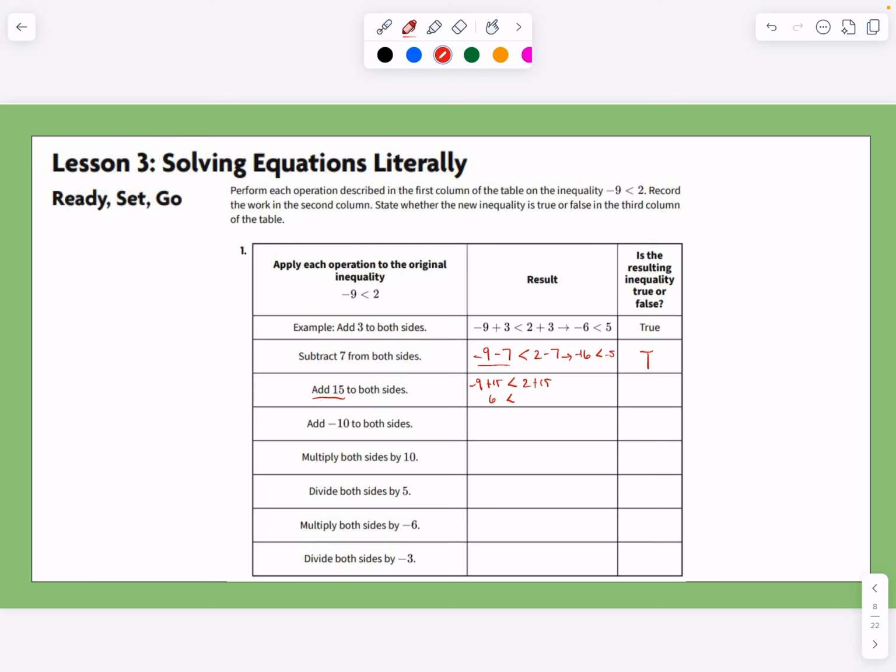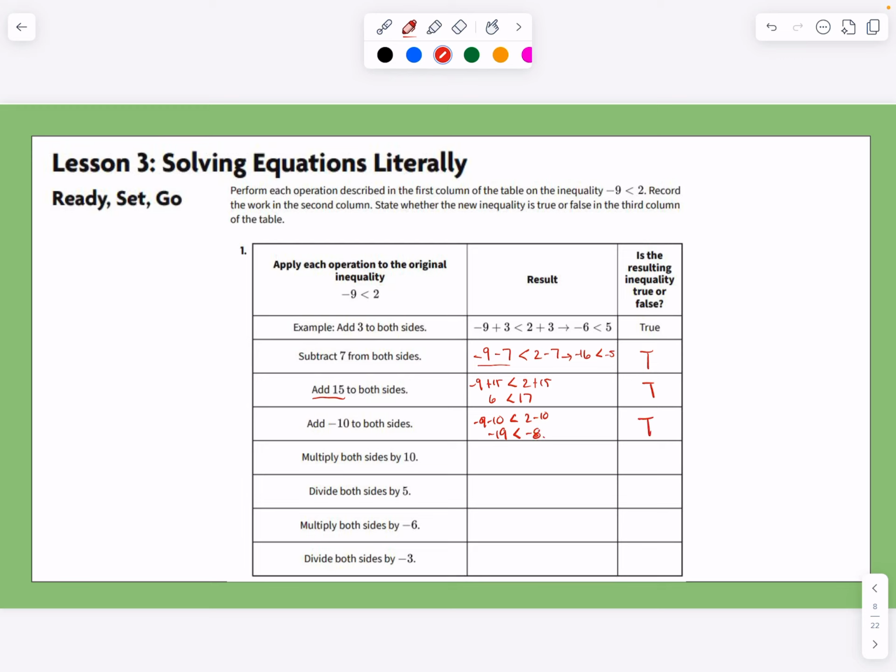And 2 plus 15 is 17. Is 6 still less than 17? Yes, it is. So that is true. Number 10, add a negative 10 to both sides. Sure, so negative 9 minus 10 less than 2 minus 10. This becomes a negative 19, and this becomes a negative 8. So negative 8 is still greater than negative 19.